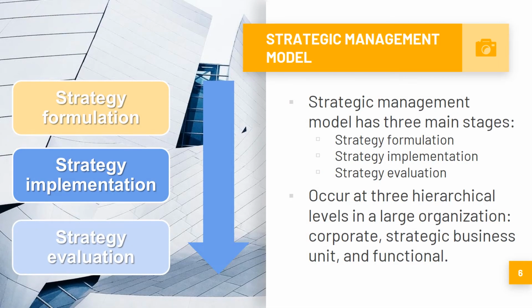Strategic management model has three main stages. The first stage is known as strategy formulation. The next stage is known as strategy implementation, and the final stage is known as strategy evaluation. An organization can see these stages happening at corporate, strategic business unit, and functional levels in the organization.